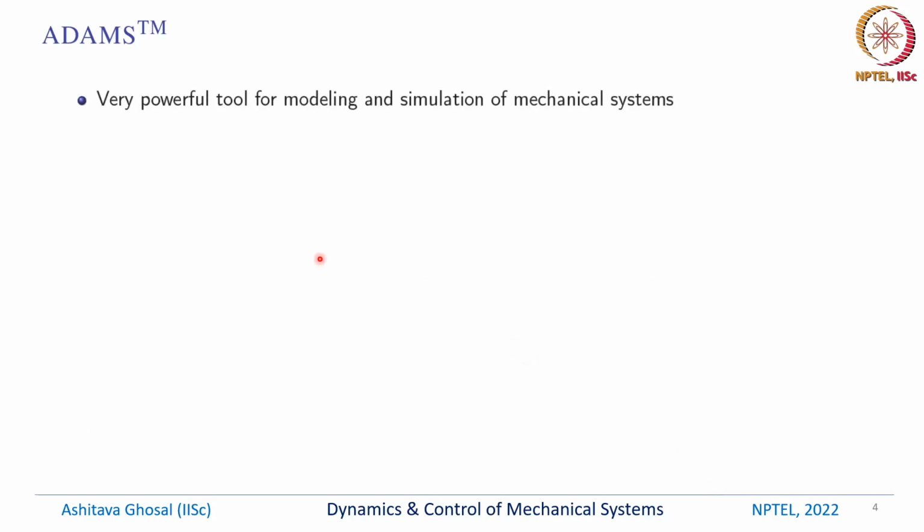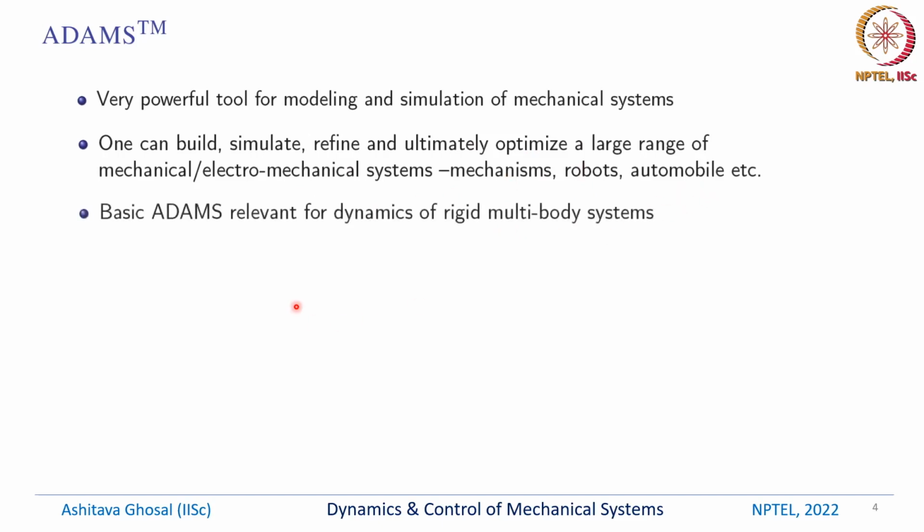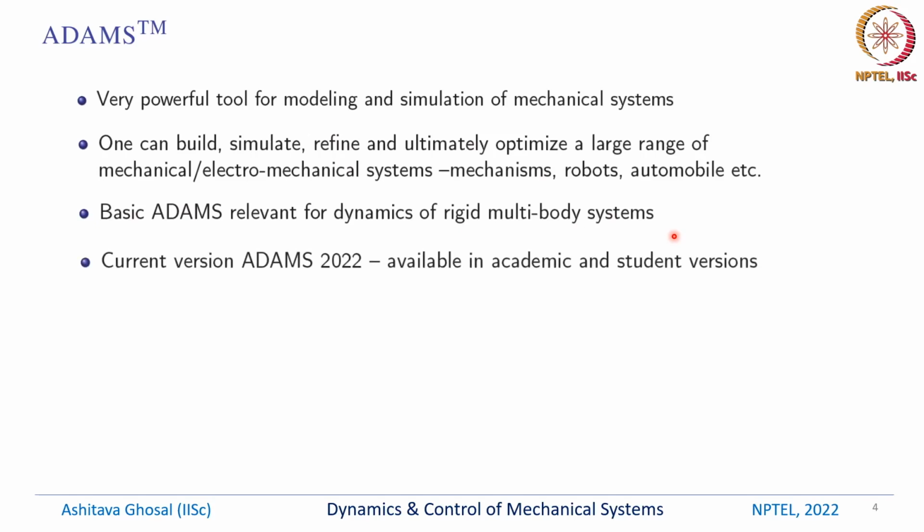It's a very powerful tool for modeling and simulation of mechanical systems. And in this lecture, I will very briefly tell you what some of the features are. One can build, simulate, refine, and ultimately optimize a large range of mechanical and electromechanical systems, things like mechanisms, robots, automobiles, etc. The basic Adams is what is relevant for dynamics and rigid body systems, and that is what I will show you. If anybody wants to learn more details about Adams, then he has to spend some time on this code.